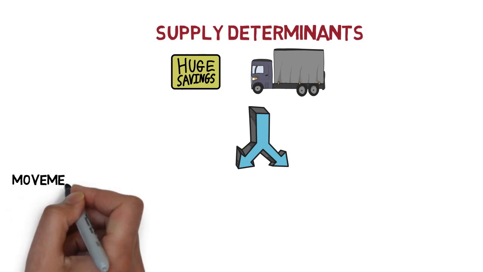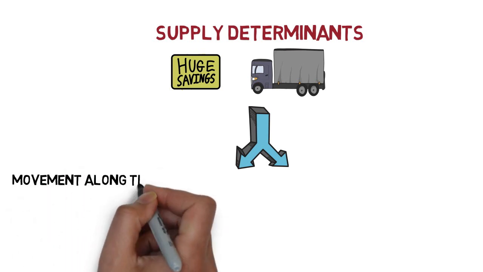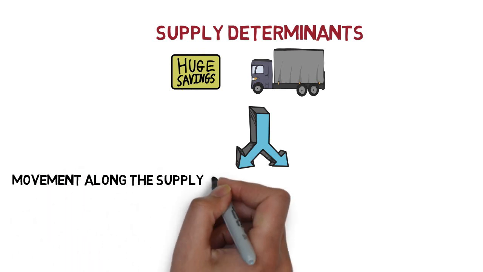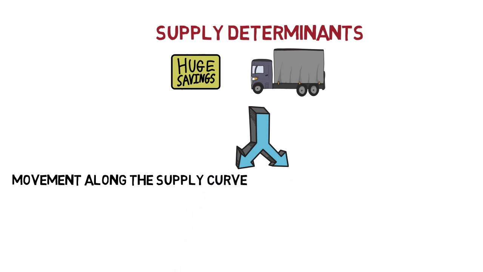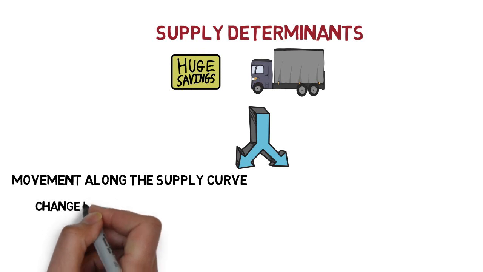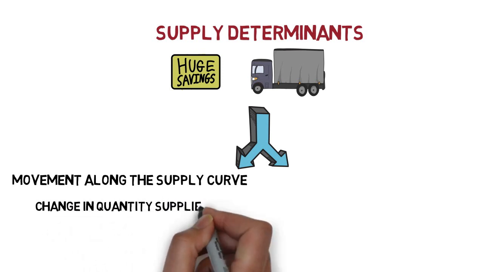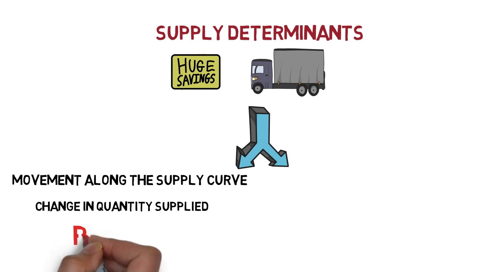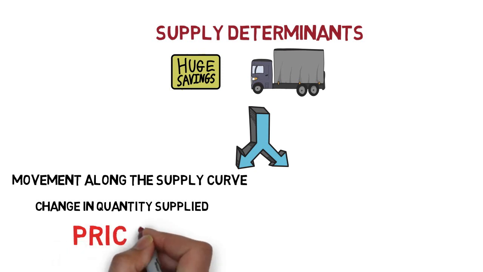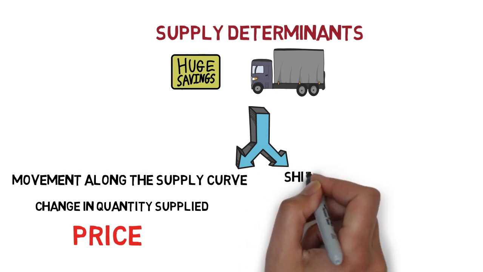supply determinants. The first thing to concentrate on is that if there is a change in the price of a product that affects the supply of it, we call this a movement along the supply curve. This doesn't shift the supply curve, we just simply move along the supply curve due to a price change. What we call this is a change in quantity supplied. So this is driven by price changes in the market that affect supply.